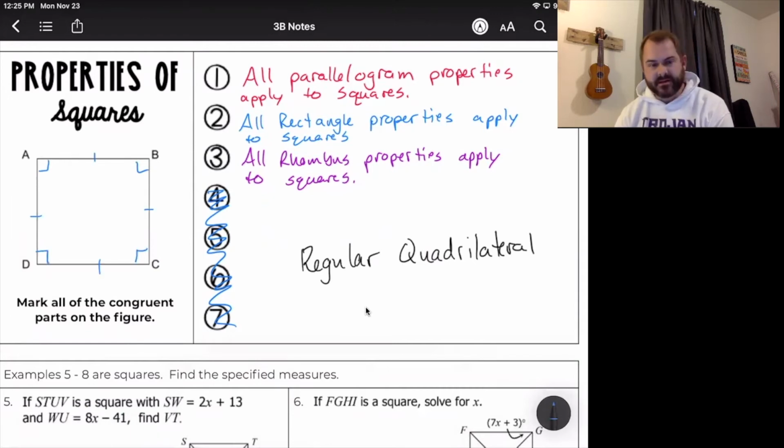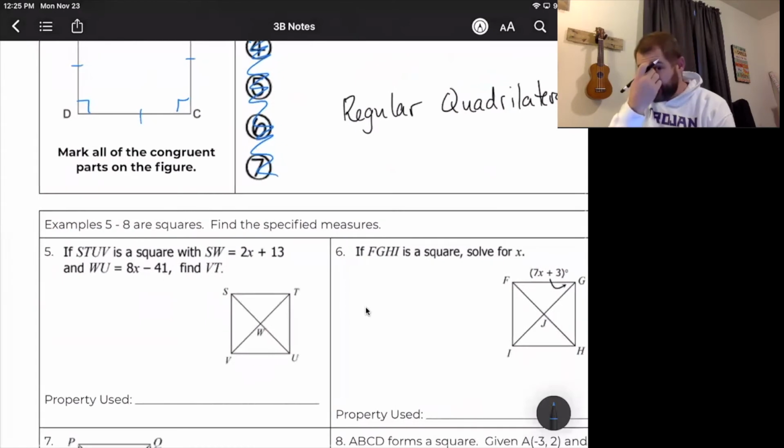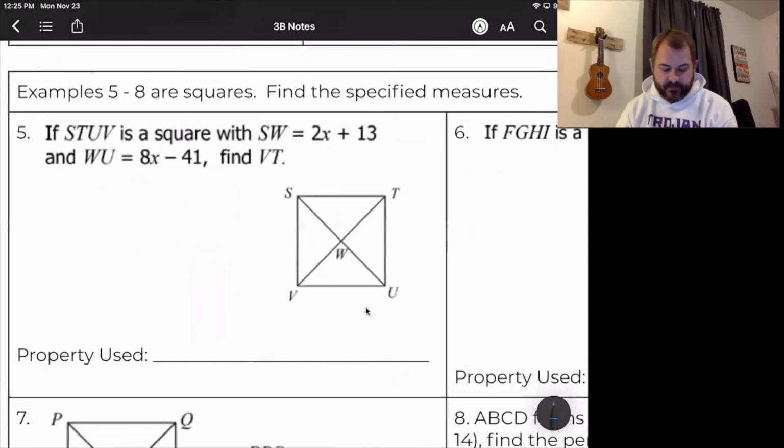I'm just going to mark some of the basics. As soon as you mark that, that is enough unique information to make this a square. 4 right angles and all sides congruent makes it both a rhombus and a rectangle, and that makes these squares. So we're going to use all of these properties in these problems.